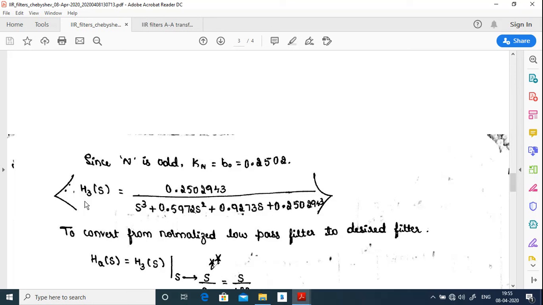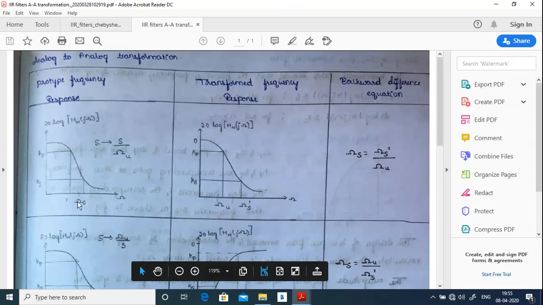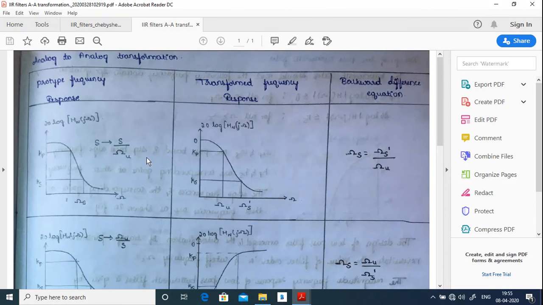But is the value of omega p equal to 1 radian per second as per my specification? No, right? It is something else. So what do I need to do then? My specification is this, but we found the expression for this. If you want to convert this into this, then I should use this particular transformation, that is S has to be replaced by S by omega u. If you consider this as omega u, it is omega u. In some textbooks, as I already mentioned, they'll give this value as omega p. If they give you this as omega p, then S has to be replaced by S by omega p.